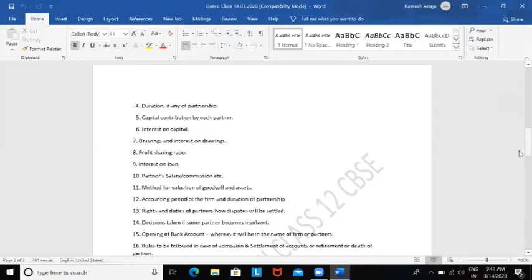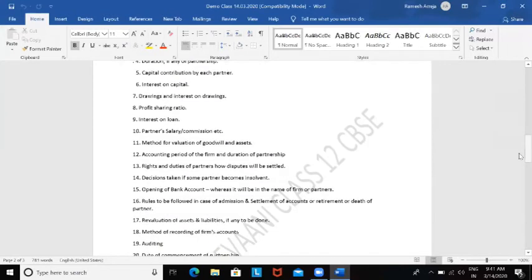From day one, you will be getting more sales here. So that is why I want reputation money. I want goodwill money. That is goodwill. How we will calculate the goodwill? We will study in this partnership chapter. There are different methods to calculate the goodwill. Okay. Now, accounting period of the firm and duration of partnership.